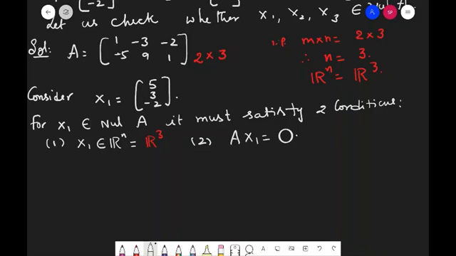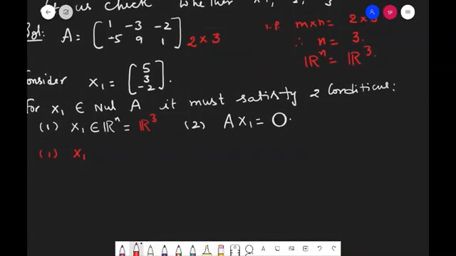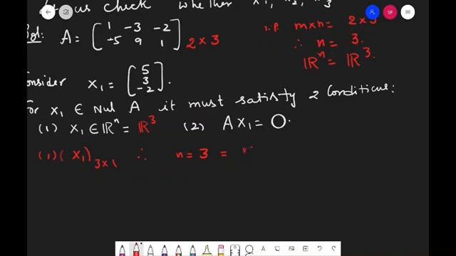First condition. What is the order of x1? x1 is (5, 3, -2), it has 3 rows, so its order is 3 by 1. Therefore, here we have n is equal to 3, which is equal to the number of rows in x1. Therefore x1 belongs to R3. The first condition is satisfied.